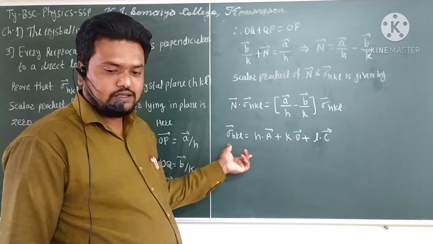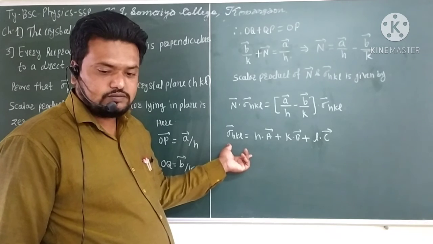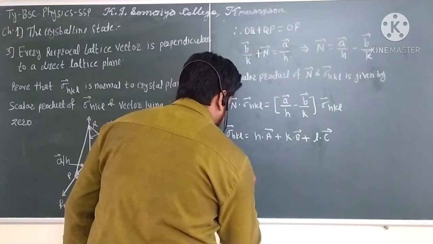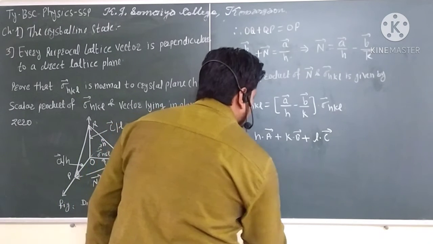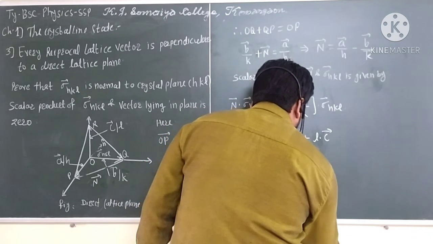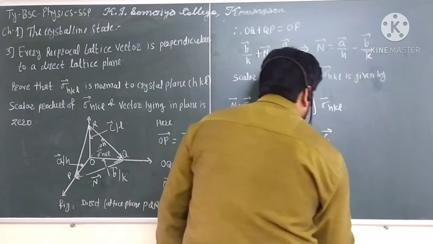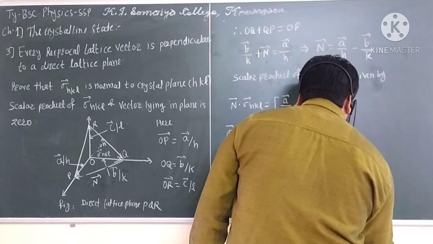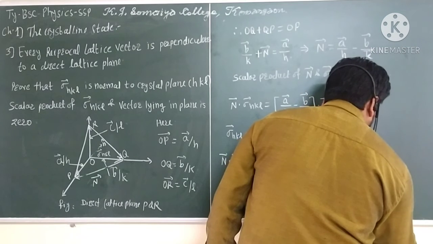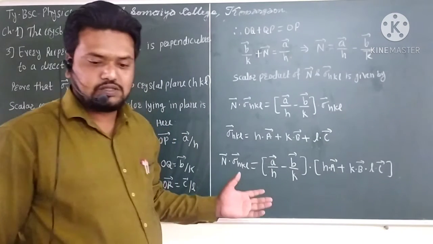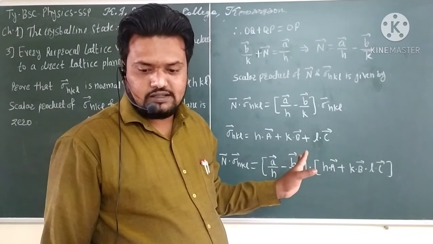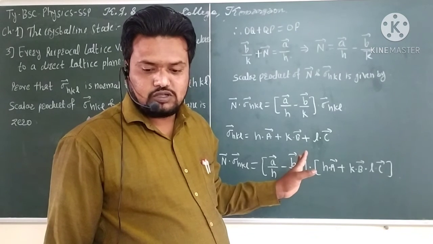Putting this value in the equation, N bar dot sigma HKL is A bar divided by H minus B bar divided by K, into that quantity, H into A bar plus K into B bar plus L into C bar. This is the given quantity.